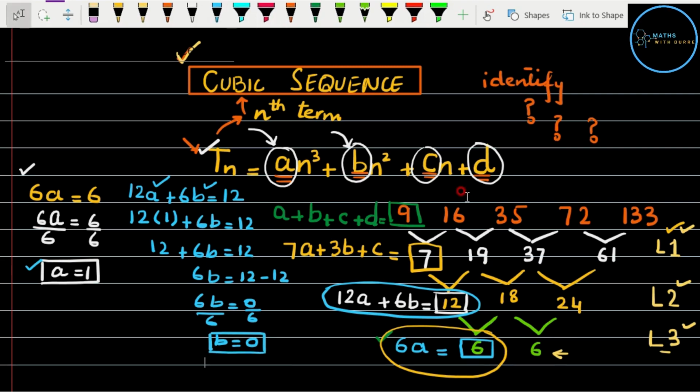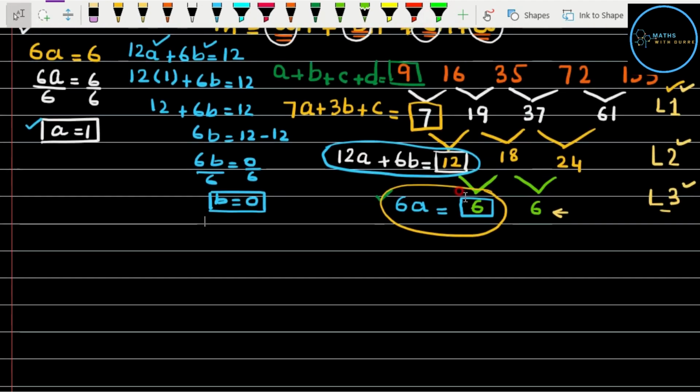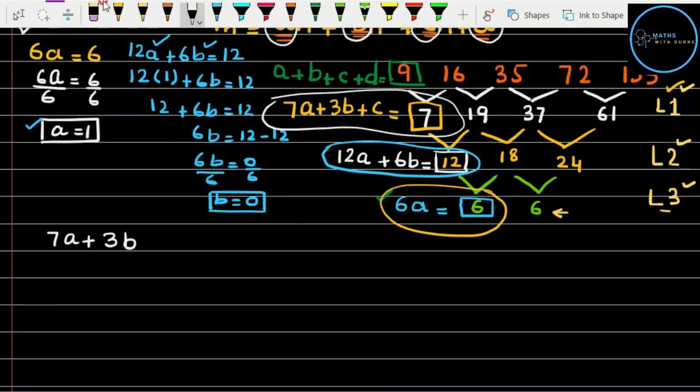So now, what about the third one? That is the third step. We have to calculate c. I will take this equation: 7a plus 3b plus c is equal to 7. As we know, a is 1, b is 0. We can substitute a as 1 and b as 0, and we can calculate c.